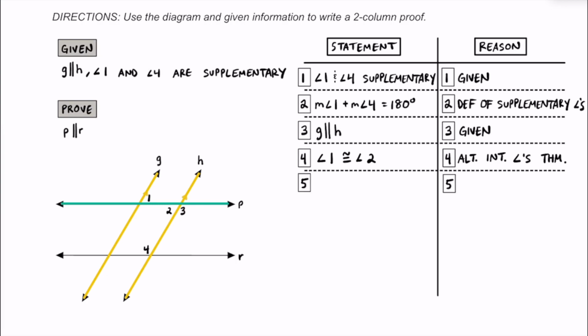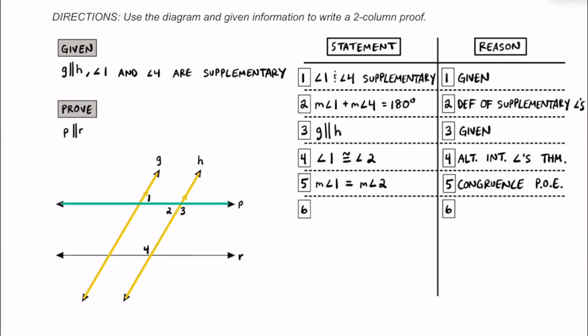Now if we know angle 1 and angle 2 are congruent, then we can say that the measure of angle 1 is equal to the measure of angle 2 by the congruence property of equality. So if we know these two angles are congruent to each other, then we know their angle measures must be equal to each other. Alright, so let's start putting some pieces together here.